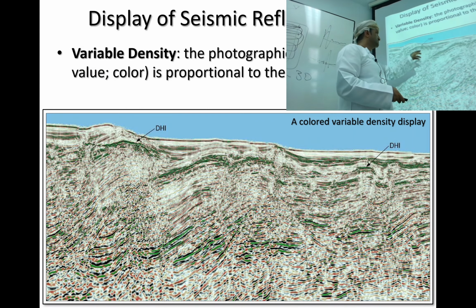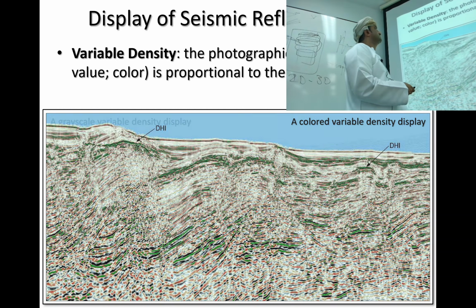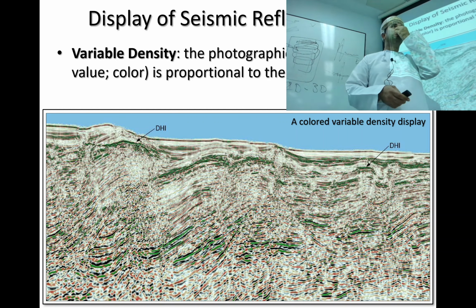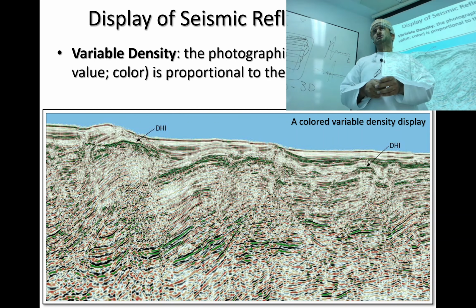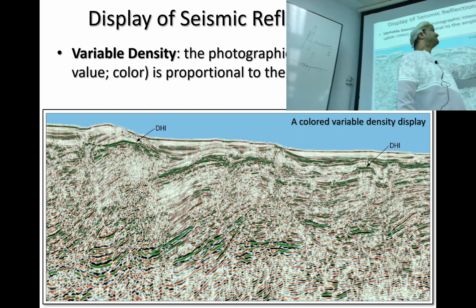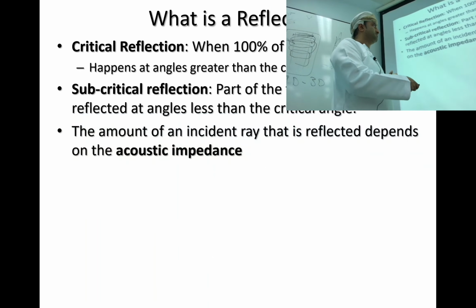So I see something called DHI. DHI refers to what? DHI, direct hydrocarbon indicators. Usually even from your image you can tell whether there is hydrocarbon or not. But we'll keep it to some later time.